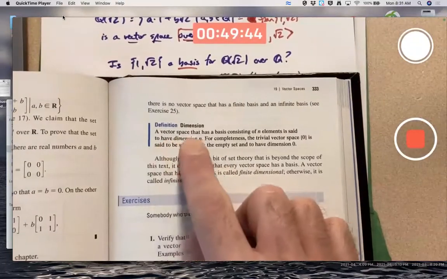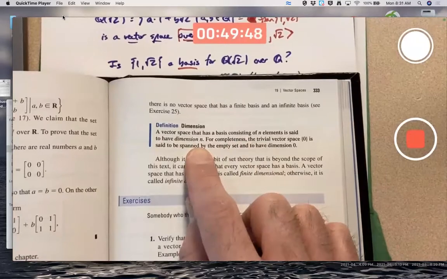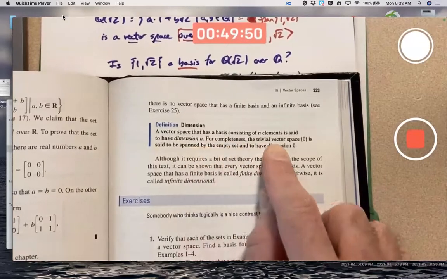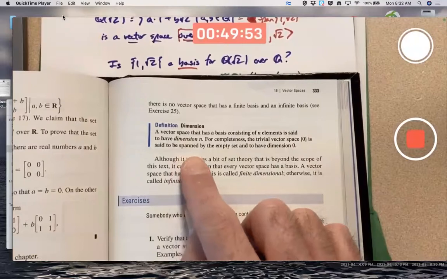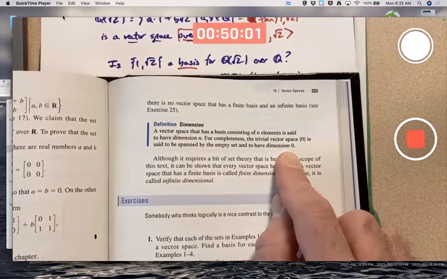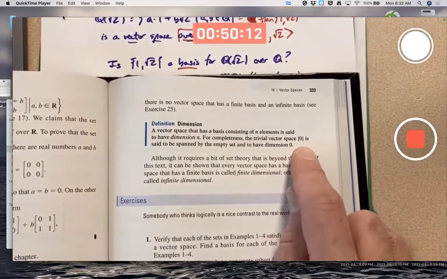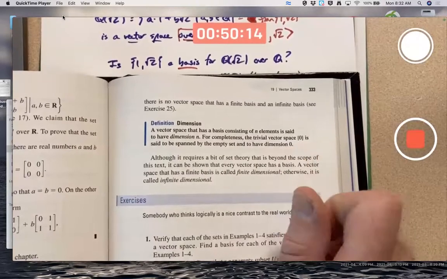A vector space that has a basis consisting of n elements is said to have dimension n. For completeness, we say the trivial vector space is said to be spanned by the empty set and have dimension 0. The 0 vector being a part of a set makes that set always linearly dependent, so you can never have a basis with the 0 vector in it. But by convention, we say this vector space is trivial and has dimension 0.